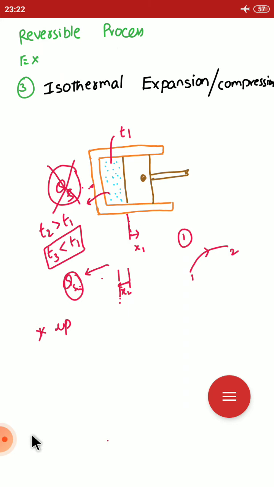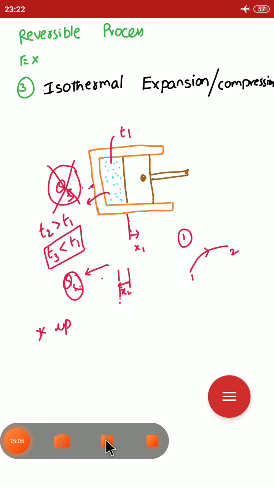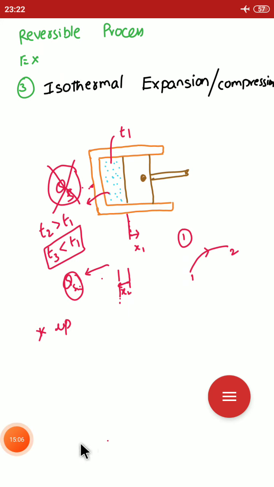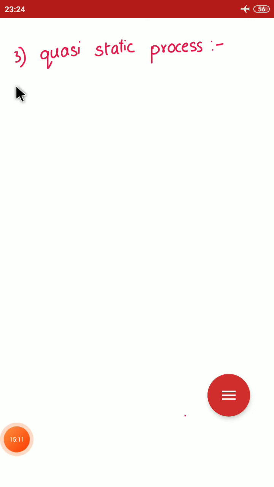Now we move to the third topic in this video, the quasi-static process. First, we see the quasi. Quasi means almost. Here quasi means almost infinite slowness.